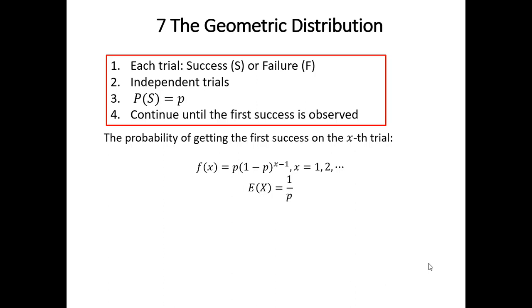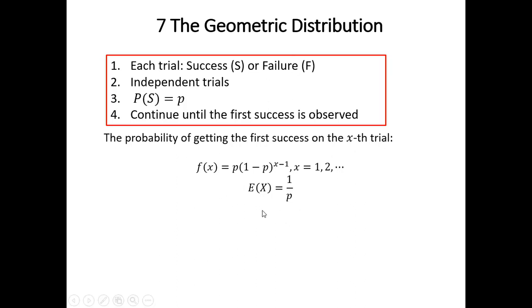Okay, next we have the geometric distribution. So this applies when you have a situation where each trial can be either success or failure. The trials are independent. The probability of a success stays constant at P. And the idea is you continue until the first success is observed. So for example, if you were coin flipping, you would want to know, let's say, what's the probability you get your first head on the fifth flip? Okay, so that would be appropriate here.